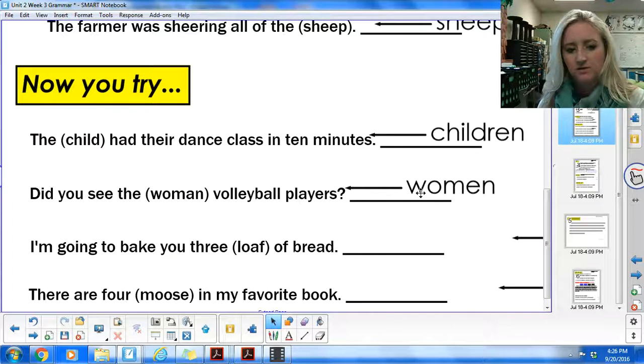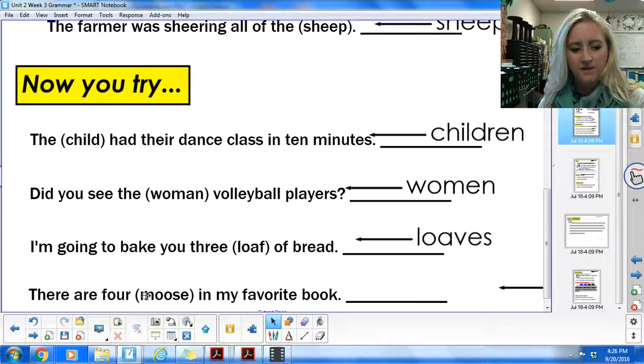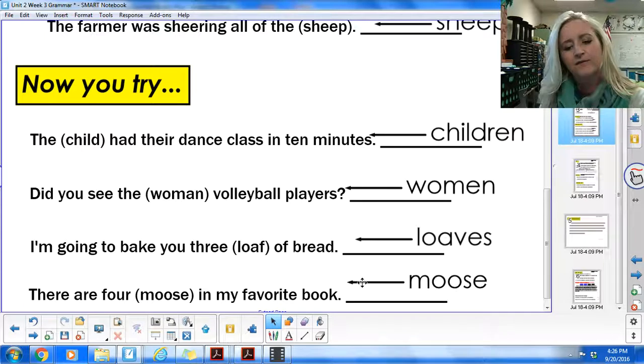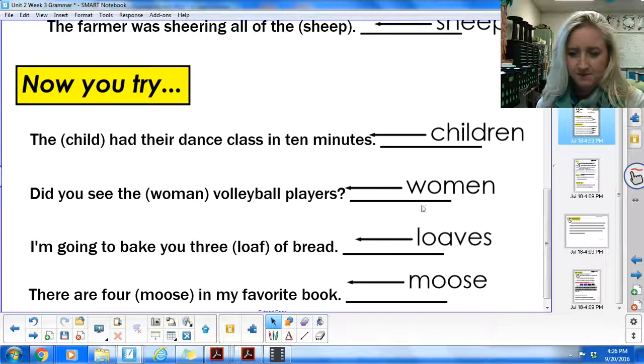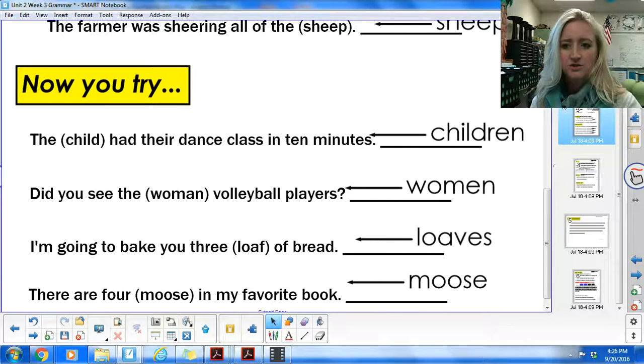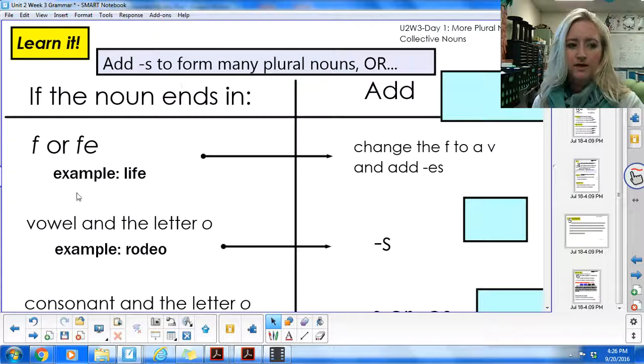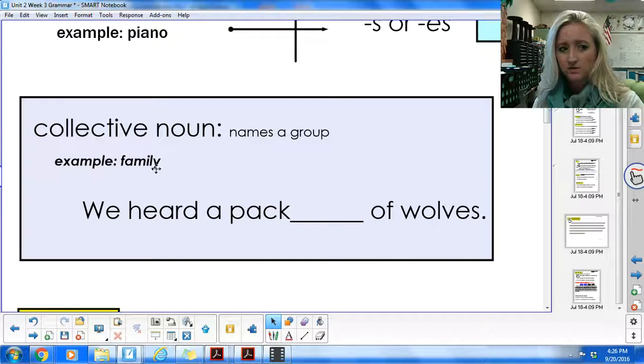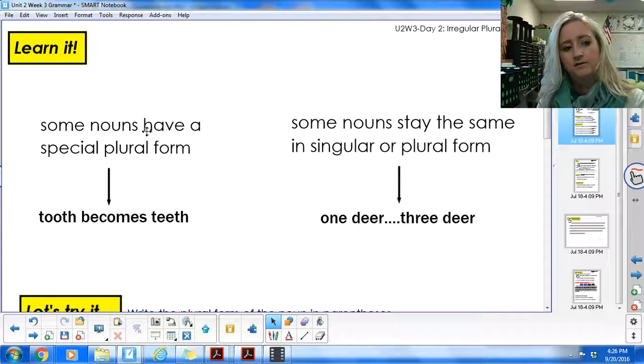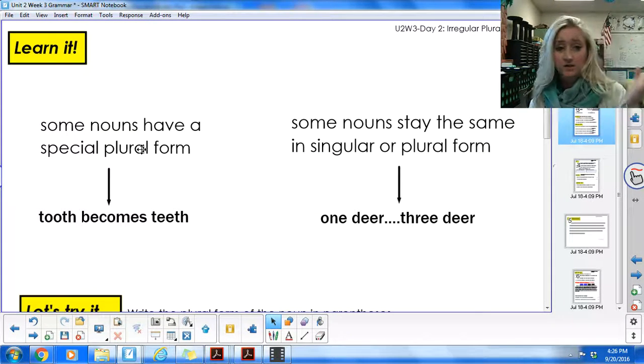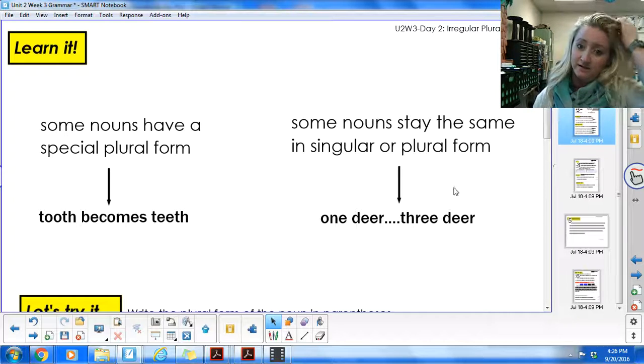Did you see what's a bunch of these? Women, volleyball players. I'm going to bake you 3, not loaf, loaves of bread. And there are 4 moose in my favorite book, not mooses. So in the first 2 pages of your packet, you have words that need to be made plural, like with F or FE, and you have collective nouns. You also have nouns that will completely change when you make them plural, and nouns that will stay the same.